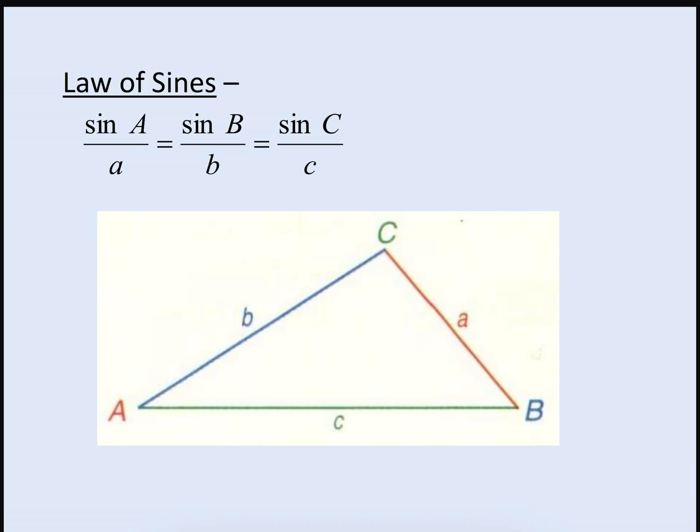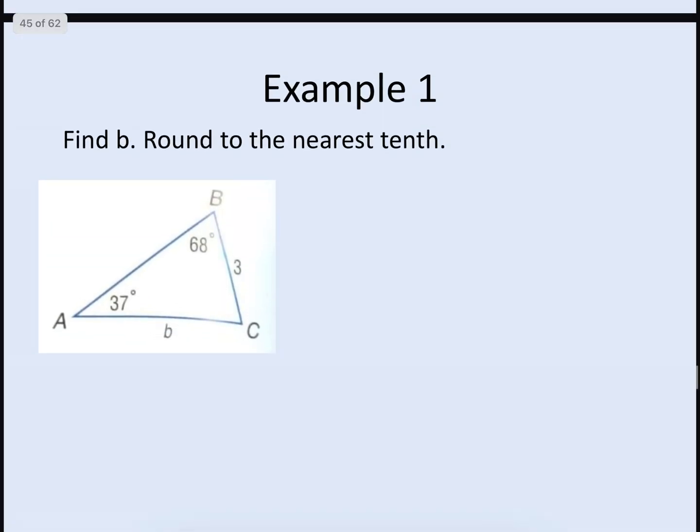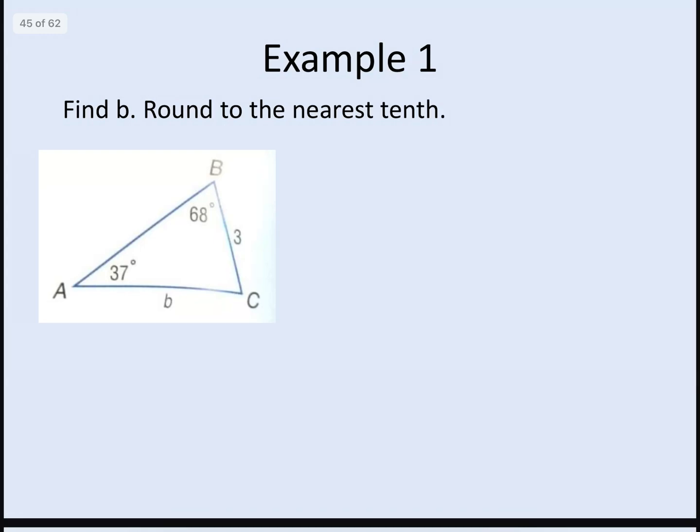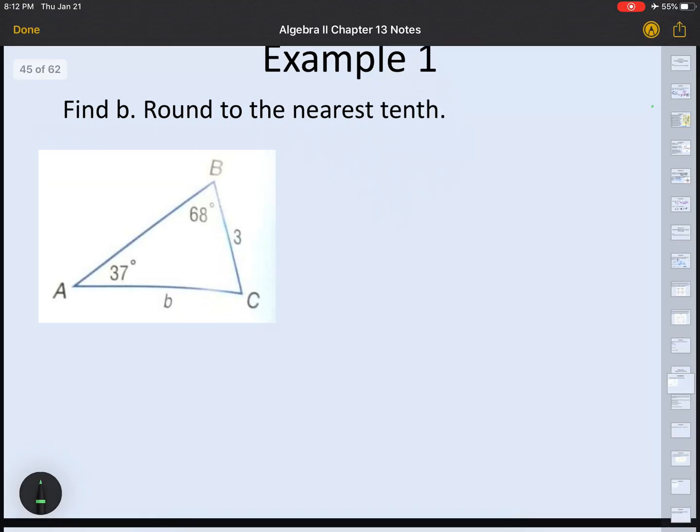So we have the sine of angle A over the side length of A is supposed to be equal to the sine of angle B over the side length of B, and it's also equal to the sine of angle C over the side length of C. So in example 1, what we're going to do is find B and round to the nearest tenth.